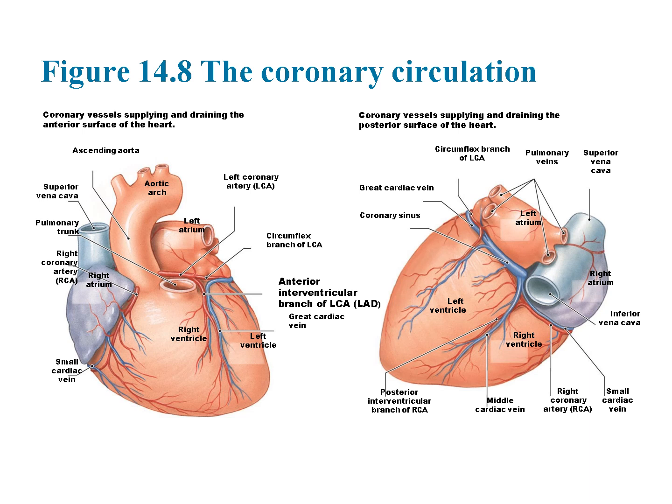These arteries deliver oxygenated blood to the left atrium, left ventricle, and portions of the right ventricle. The right coronary artery, or RCA, supplies blood primarily to the right atrium and right ventricle. It also contributes to the posterior circulation of the heart.